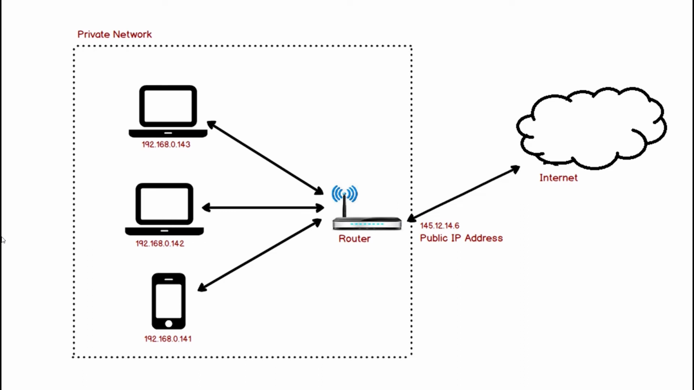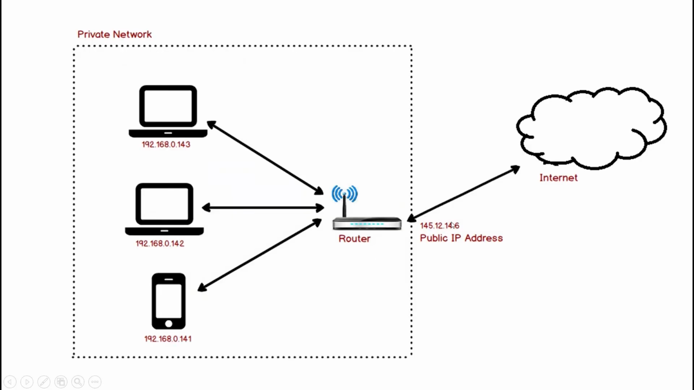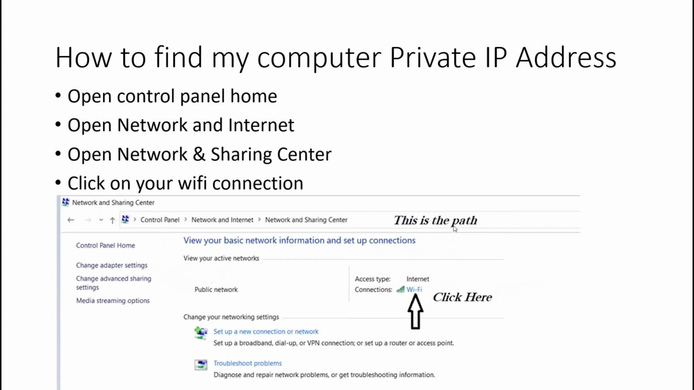So when data reaches the internet, it gets a public IP address like 145.12.14.6. If you notice, this is not within any of these private ranges, which means 145.12.14.6 is a public IP address. Okay, guys. Now let's see how to find my computer's private IP address.